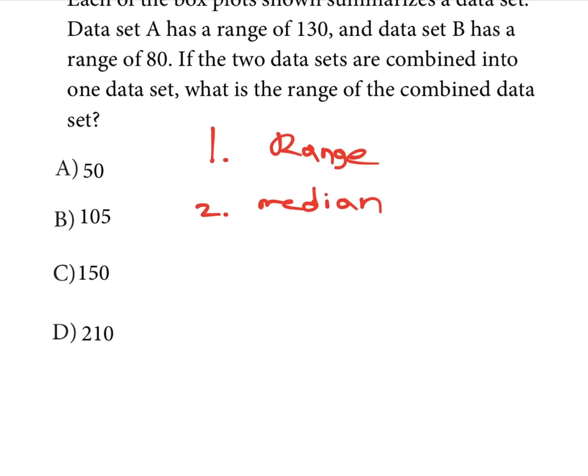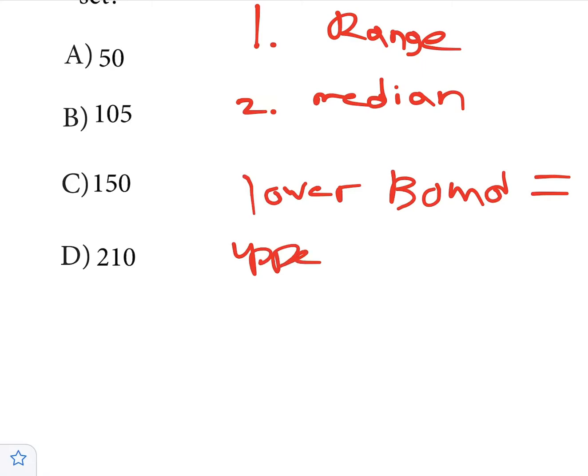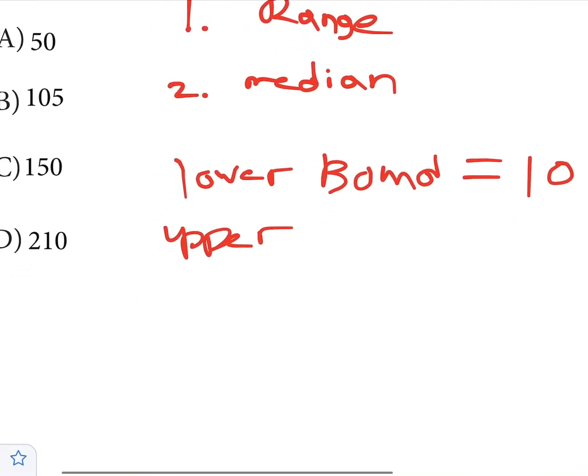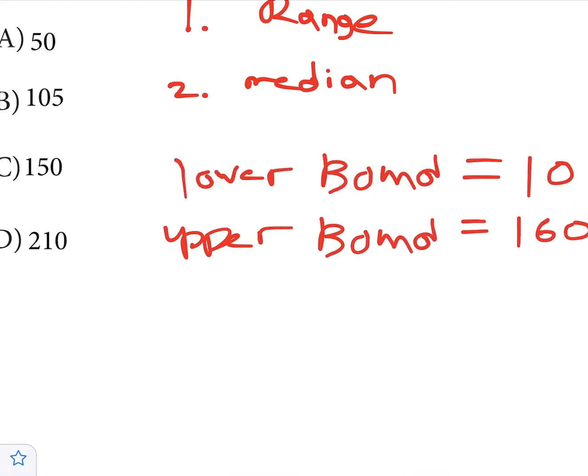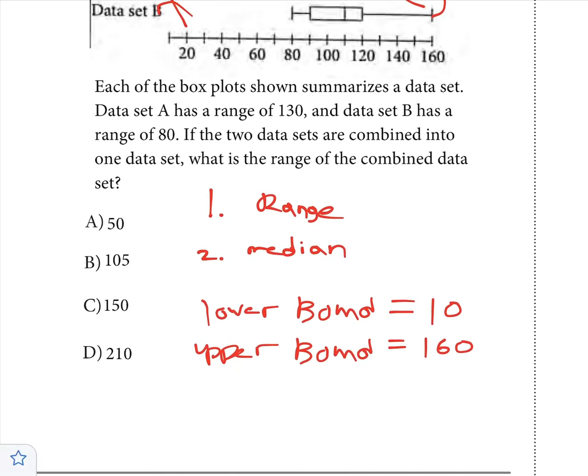So I'm just going to write this out right here. Our new lower bound is equal to 10, and our upper bound is equal to 160, which means that if we look at the range now, we just have to do 160 minus 10, which is equal to 150.